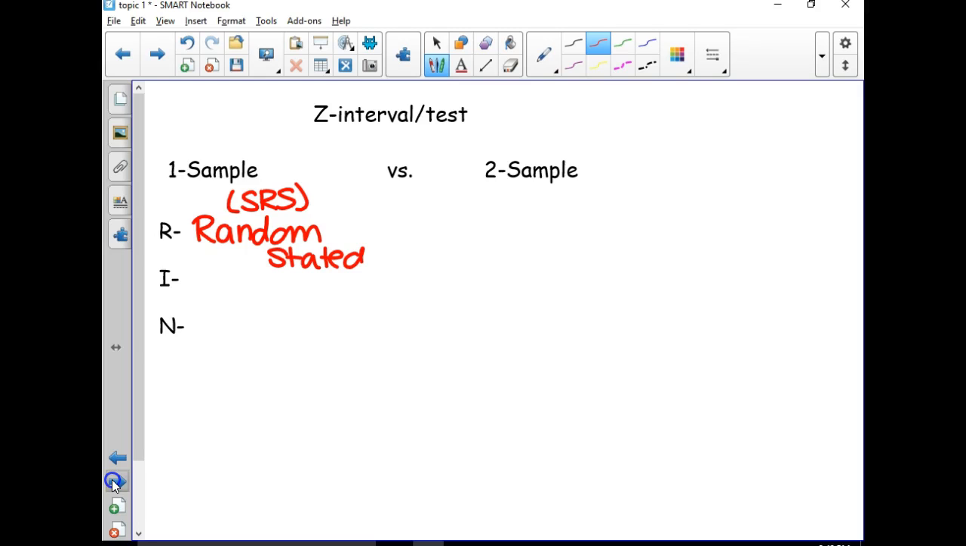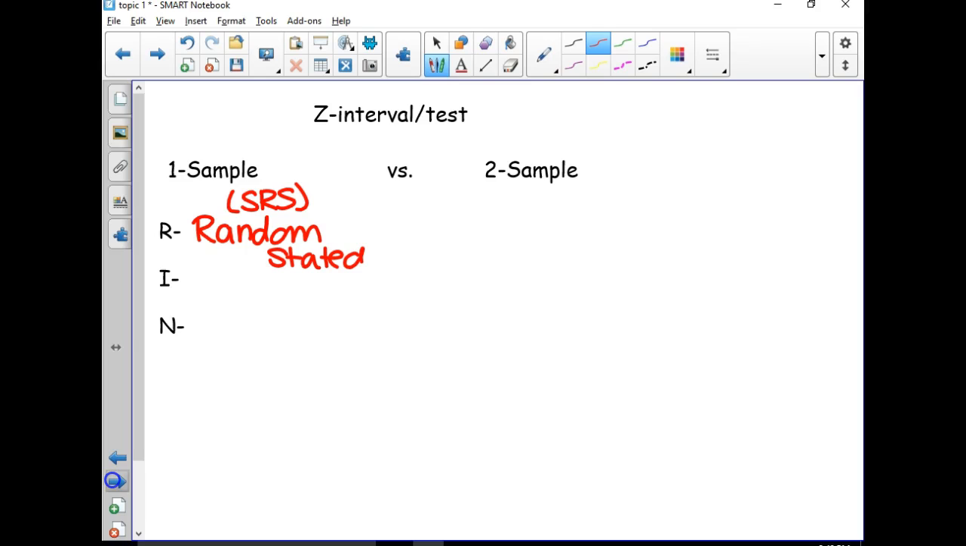Questions there? Okay, what does I stand for? And what is the independence rule? Yep, so it's the 10 times little n is less than capital N. And I always have my kids write it out. So I'm like, if the sample size is 30, I'd say 10 times 30 is less than all students, whatever that population is. Okay, and then what does N stand for?